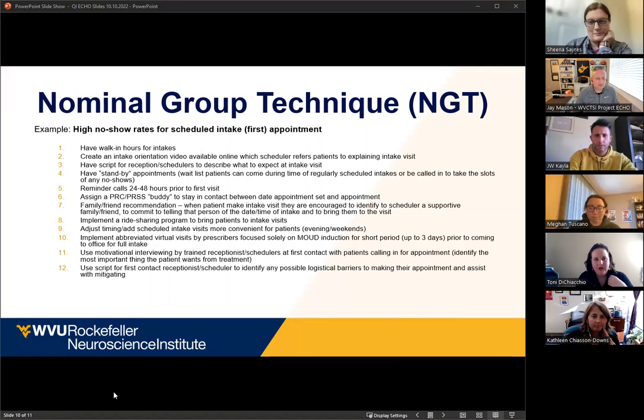Nope. Okay, so I said we were going to vote, but before we vote, we have clarifying time. Are there any questions about these interventions, 1 through 12, that anybody has? Any clarifying questions? No judgment, just clarifying questions. Okay, so it doesn't look like it.